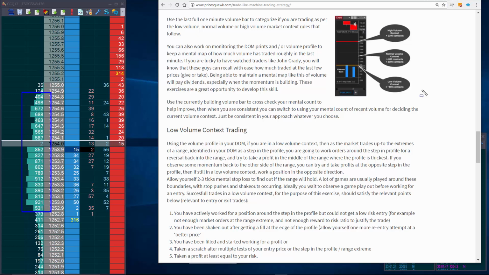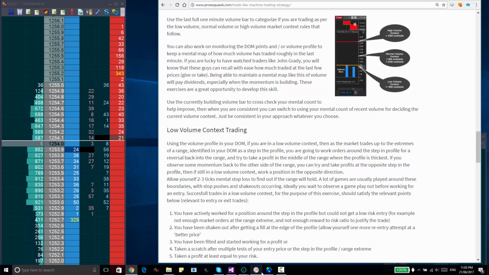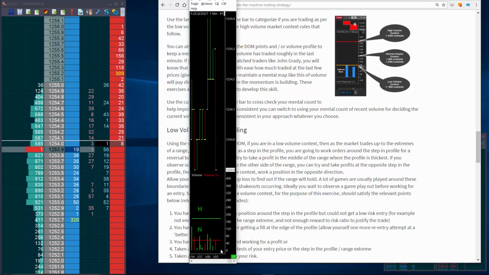So in a low volume context, if we bring back up our Sierra chart here, which the previous bar was, we are waiting patiently for the market to test the extremes of this profile range. So we'd be looking at working orders in this area and in this area for the market to trade back into the range. There's no guarantee that is exactly what's going to happen, which is why we give you a number of outcomes that can occur.